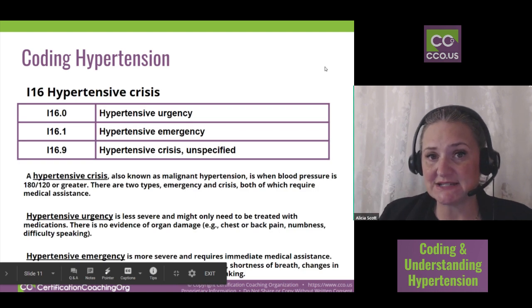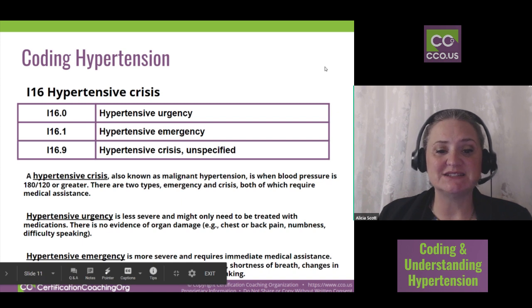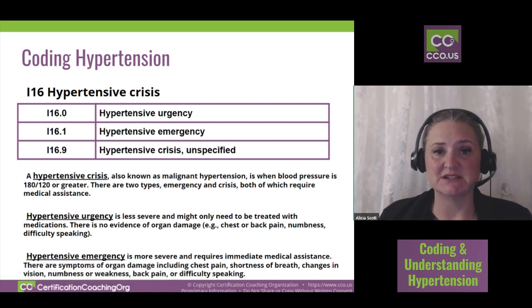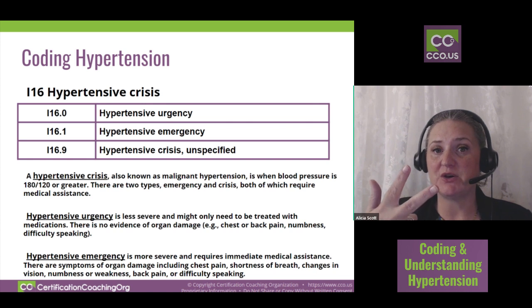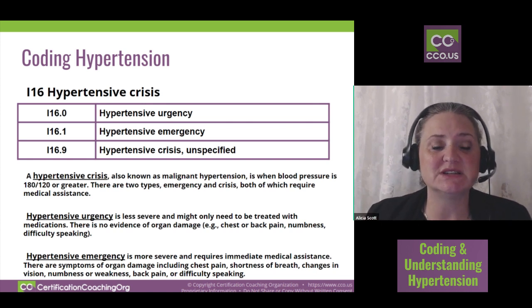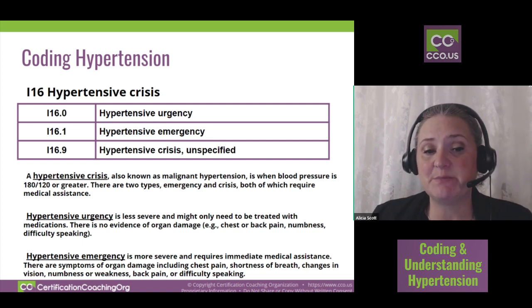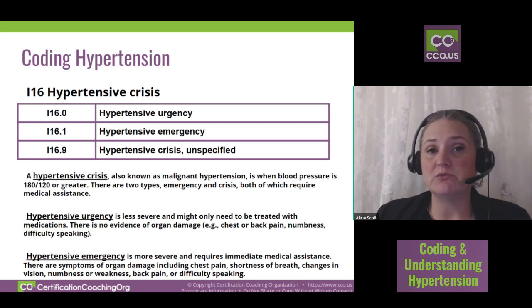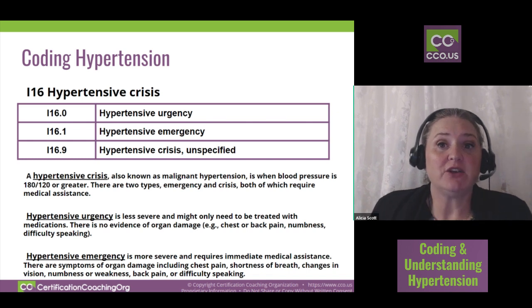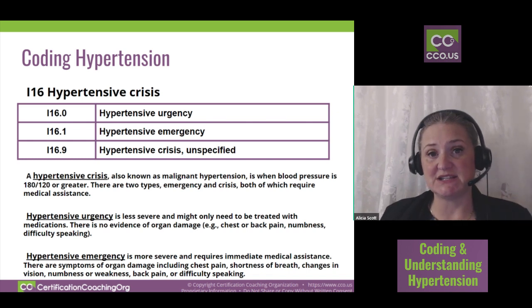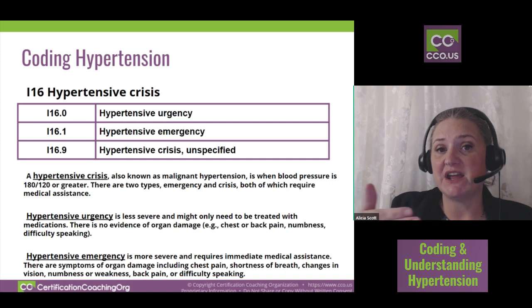Hypertensive crisis. Hypertensive crisis is very, very different than anything else. It's I16, 3 codes for it. I16.0, hypertensive urgency, .1, hypertensive emergency, and .9, of course, hypertensive crisis unspecified, meaning we don't know. The provider hasn't given us the documentation. It could be just that the provider doesn't know yet either. We need to do more testing. So unspecified has its place.